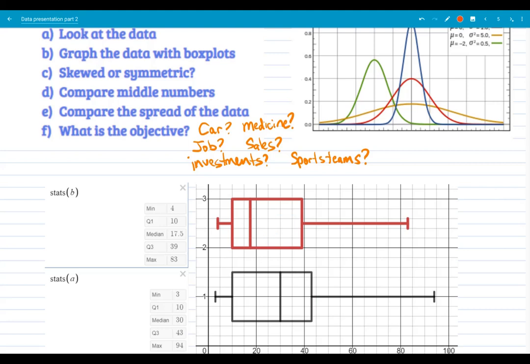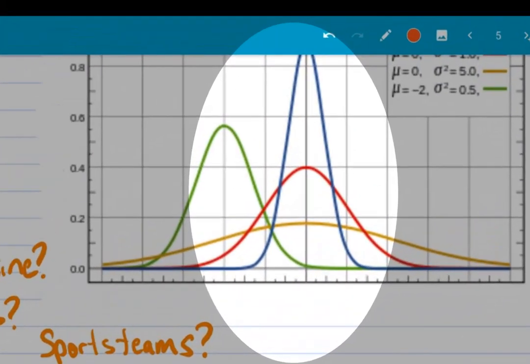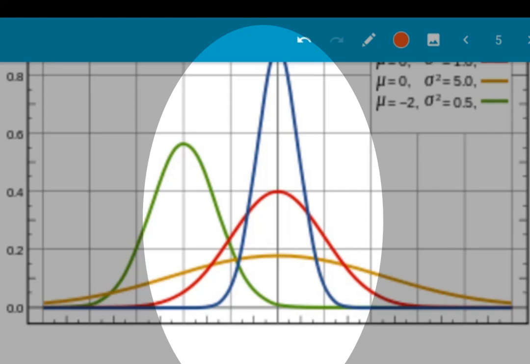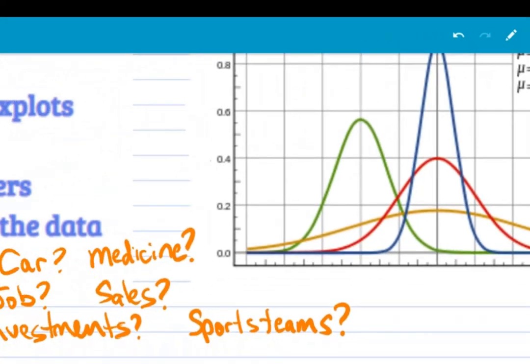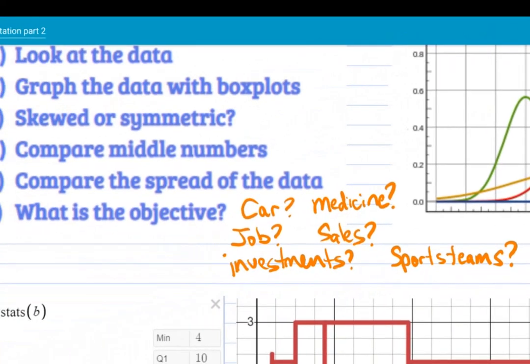Compare the spread of the data. Okay, this IQR is about the same as this IQR, maybe a little bit less. That's what you say. You describe it, just like you describe this data. The spread here is really tight compared to this one, which is tighter than this one, the red one, which is even tighter than the yellow one. The yellow is the most spread out data. Compare the spread.